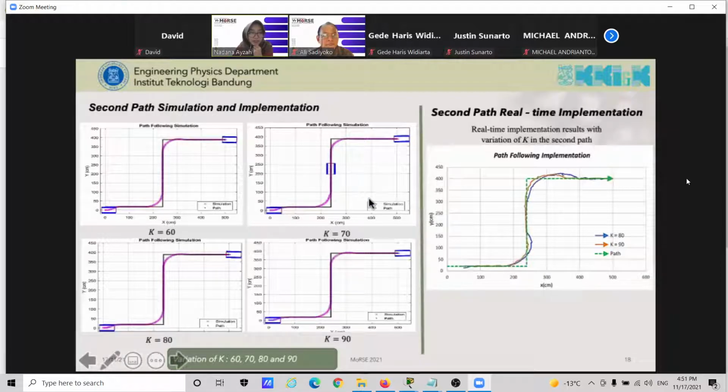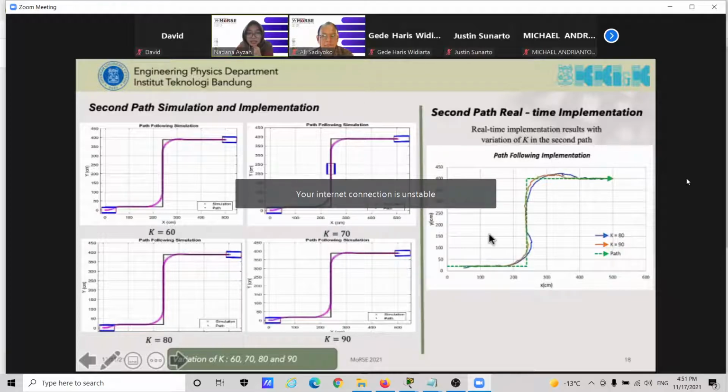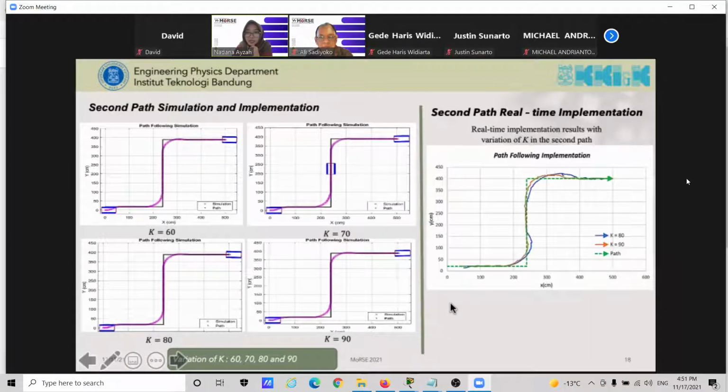And this is the second part, simulation and implementation. The left side is the simulation, and the right side is the real-time implementation. For the simulation, we use variation of K: 60, 70, 80, and 90. Meanwhile, in the real-time implementation, we only use K 80 and 60, as these K values can bring the system to the path faster. So you can see that in our results, by simulation or real-time implementation, the proposed path following controller algorithm can bring the bus into the desired path perfectly.